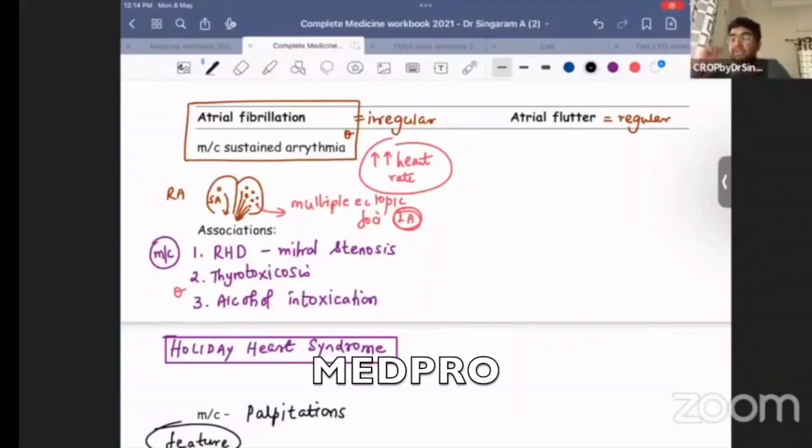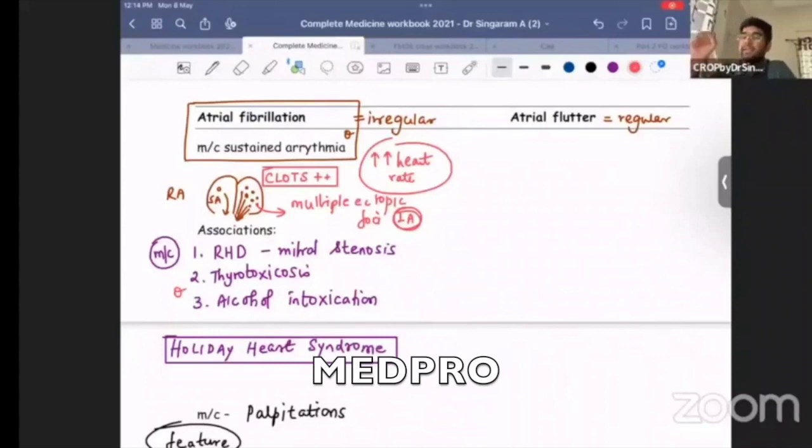And because of this irregular beating inside the heart, there will be a lot of clot formation. I think you can easily understand because the circulation inside the heart is not going to be smooth because of irregular activity inside the heart. And because of irregular circulation, a lot of clot will be formed inside the heart. And this clot can go to different parts of the body and it can cause what? Systemic embolism. It can cause thromboembolism.